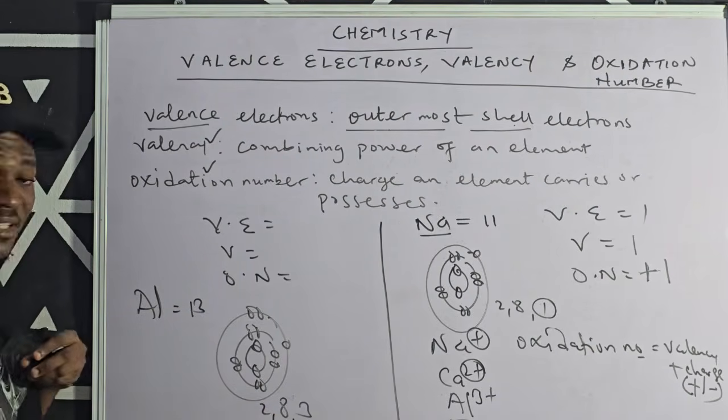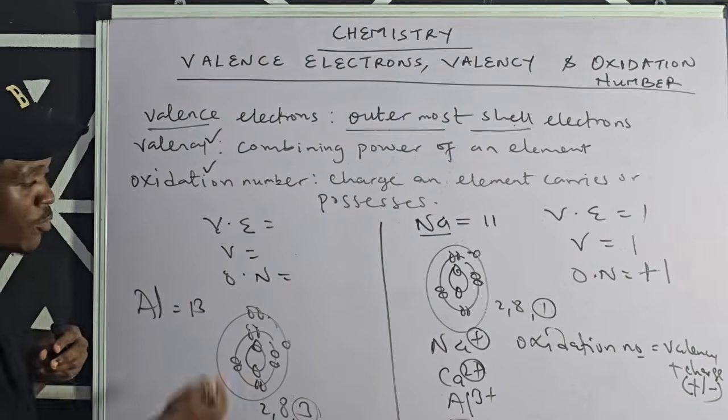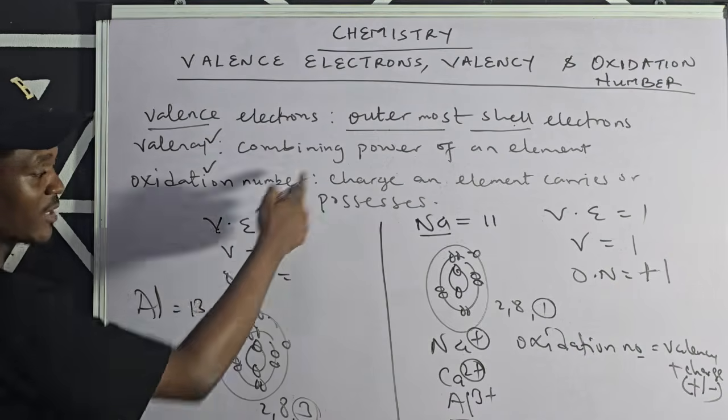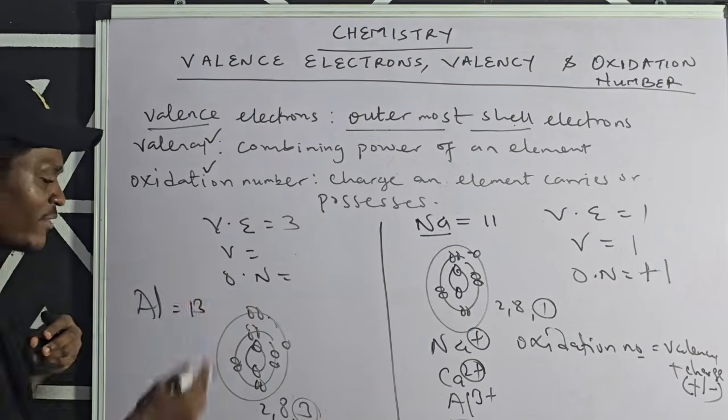Looking at this, what's the outermost shell? This last shell. How many electrons are there? 3. So what should be the valence electrons? Remember, it's outermost shell electrons and it's valence electrons. So you write your 3 there. Very easy. What about valency?